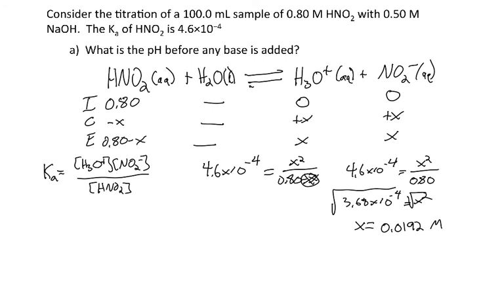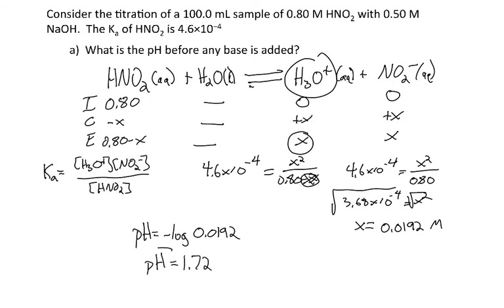We should check that the K is small approximation is good. When I did that check, I found that x was about 2% of 0.8, and so the K is small approximation is good. This x is the concentration of H3O plus. To get the pH, I just need to take the negative log of it. And so the pH is 1.72. All right, and in the next videos, we'll look and see what happens to the pH when I add sodium hydroxide to this weak acid.